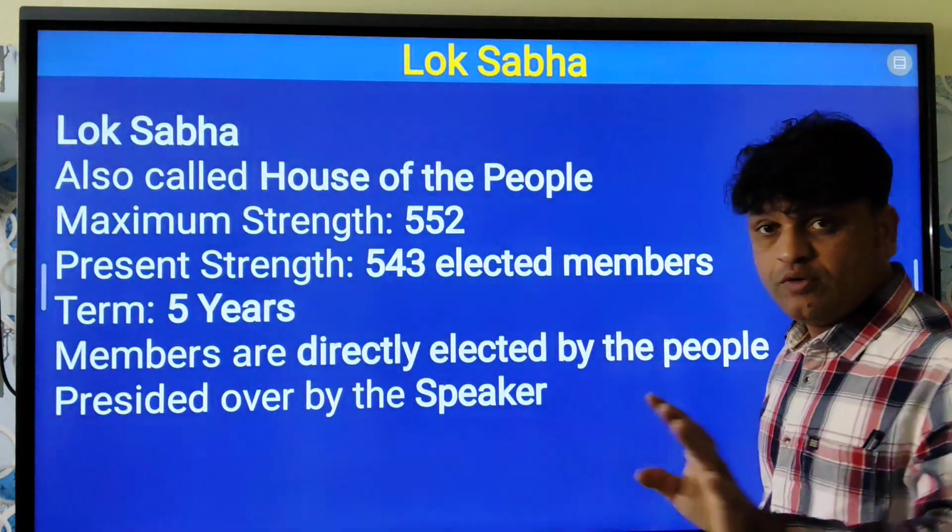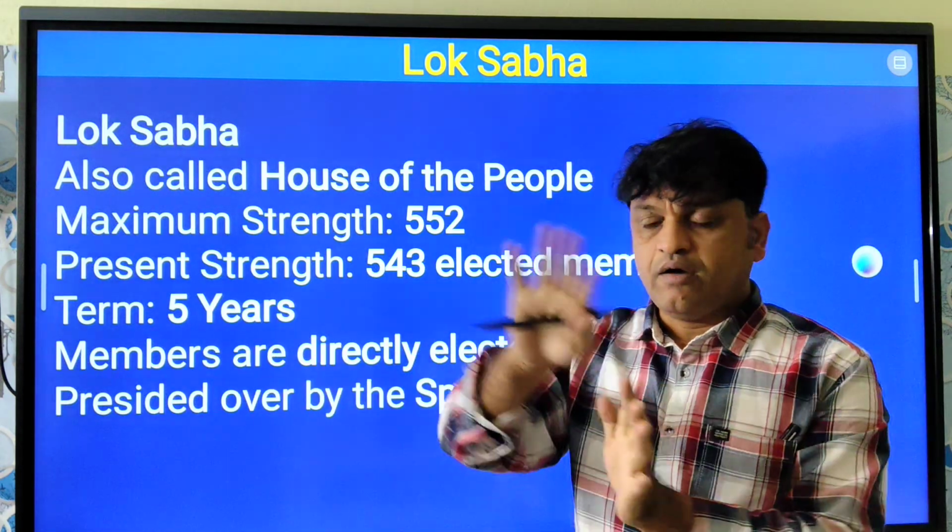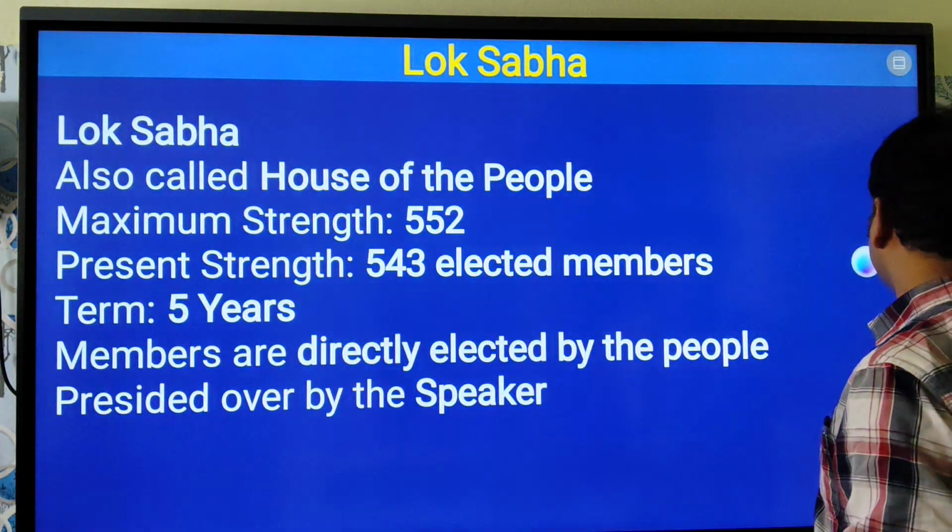So Lok Sabha, I told you Parliament comprises three bodies now. One is the President, Lok Sabha and Rajya Sabha. Now we'll discuss the Lok Sabha.